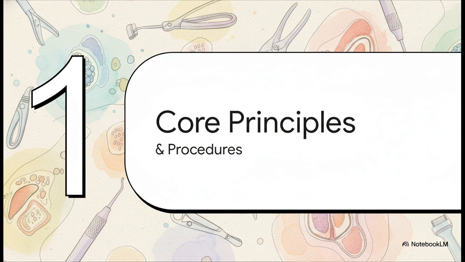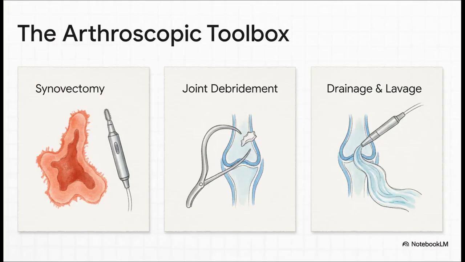Okay, so before we jump into specific diseases, we really need to understand the tools in our arthroscopic toolkit. What can we actually do once we get that scope inside the joint? We're going to zero in on these three core procedures. First up, synovectomy. That's the surgical removal of diseased synovial tissue. Next, joint debridement. You can think of this as a mechanical cleanup of the joint. And third, drainage and lavage, which is essentially a high-powered, aggressive washout of the joint space. Each of these is designed for a very different pathological situation.